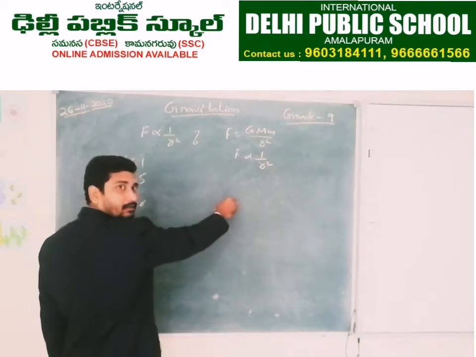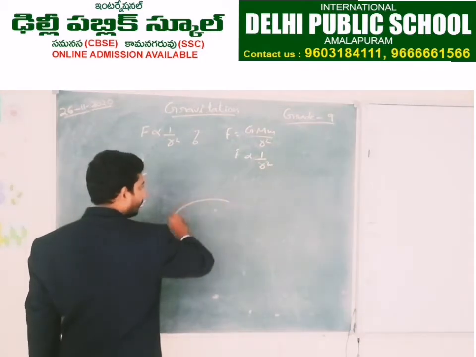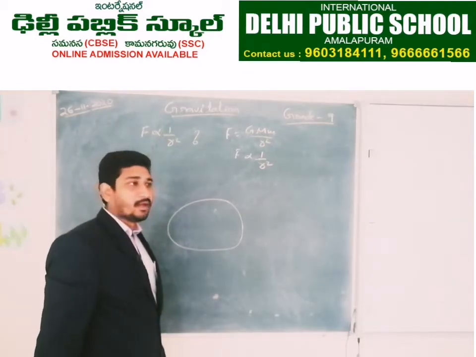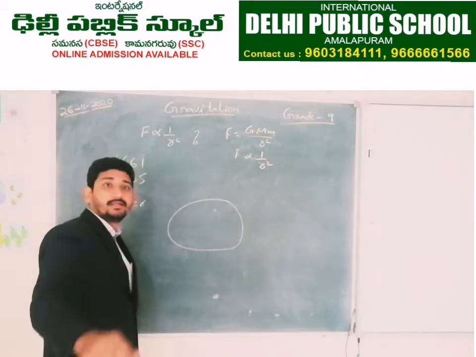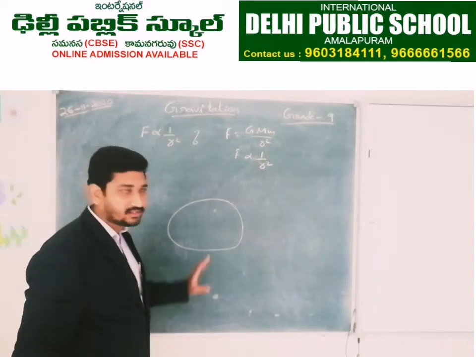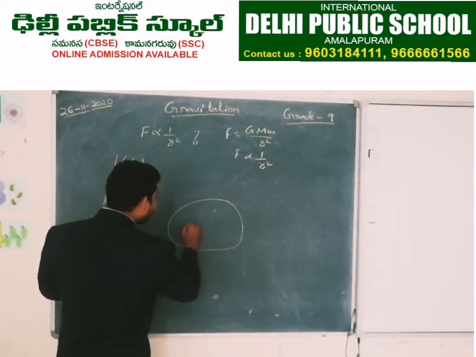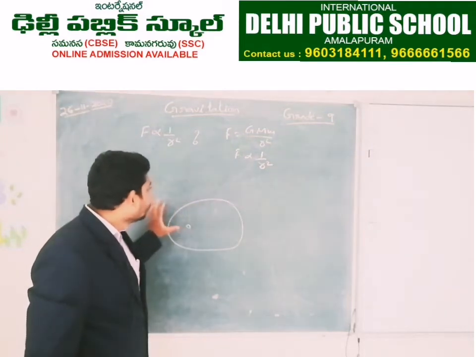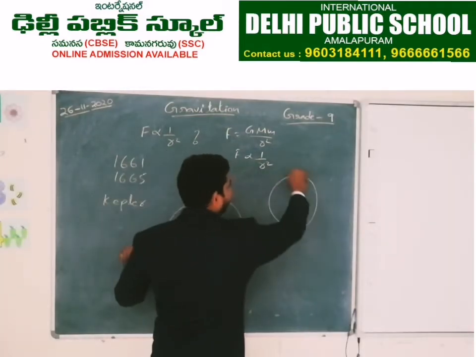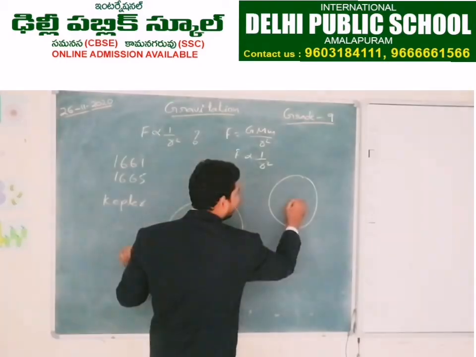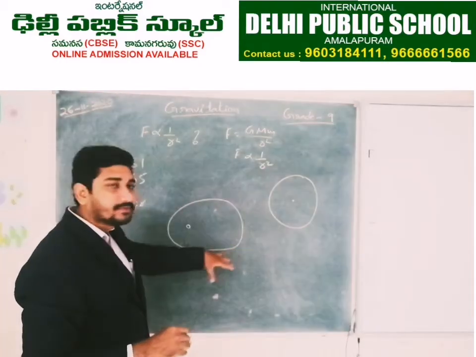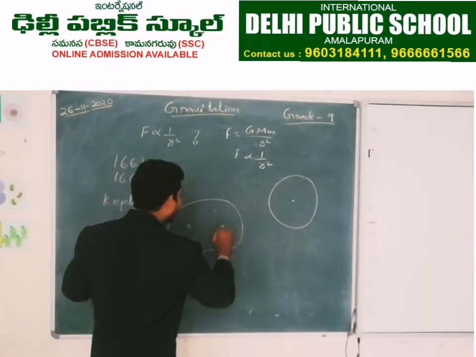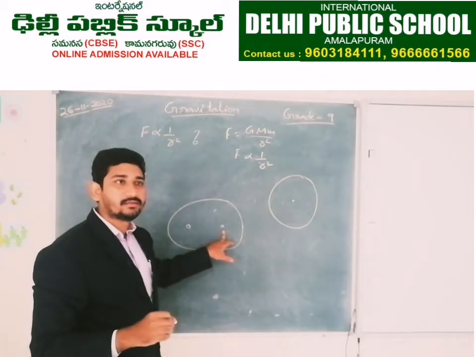Do you know what is elliptical? This is an elliptical shape. And Kepler proposed three statements. First statement, the sun will be at the focus of the ellipse. See, for a circle, this will be the center point. For an ellipse, there will be two center points, this one and this one. These two are called foci.